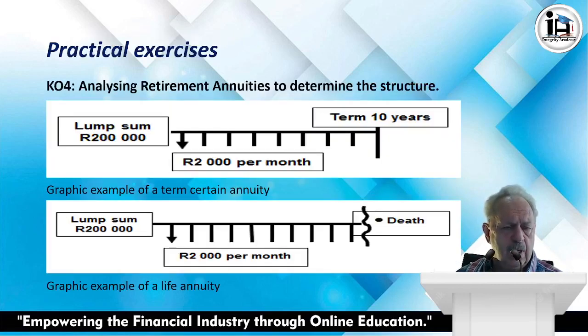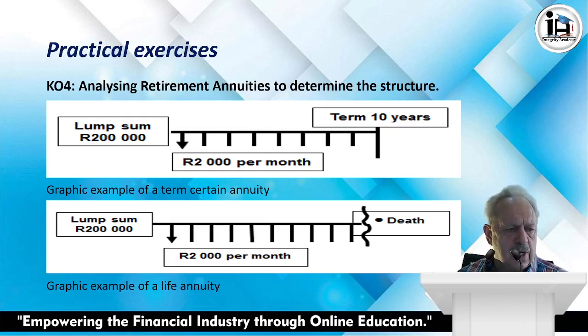Now, we can represent this as follows on a schematic diagram, where you've got a lump sum. Let's say you invest a lump sum of 200,000 and you invest that over a term of 10 years.